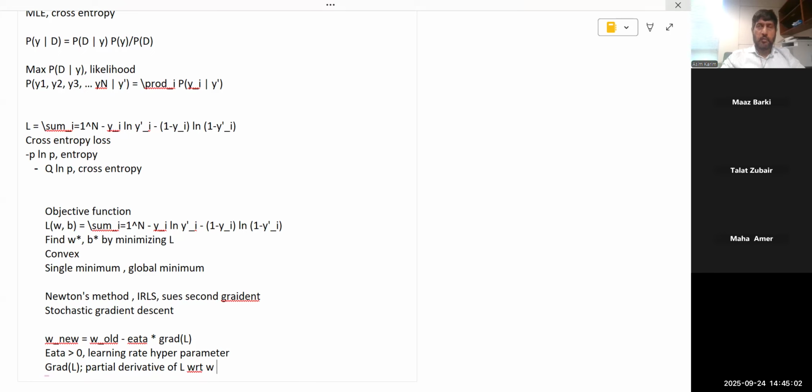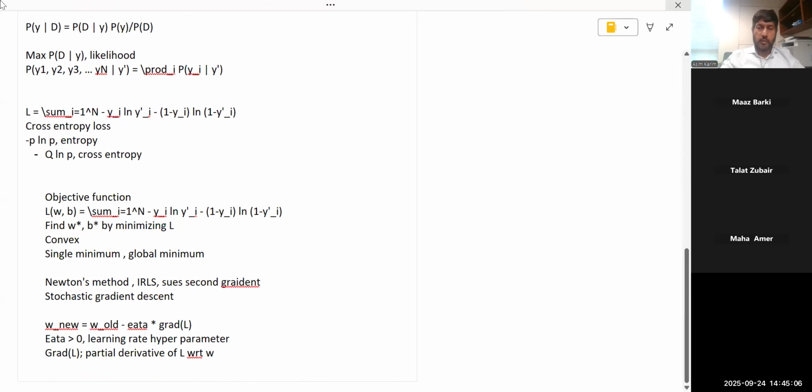Eta, of course, you have to update with each step, and there are various ways of doing that. It's usually a fixed eta throughout the iterations. Usually नहीं use करते हम. It's usually adaptive.